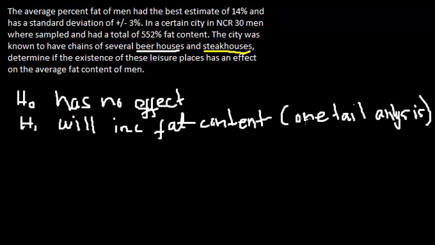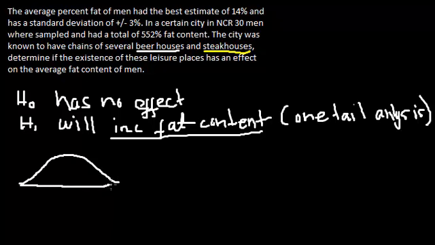The reason is we only wanted to know if it increases the fat content, which means that we wanted to know whether a certain data is on the right side of the mean. So if this is the mean, and we wanted to know if it has an increasing effect on the mean, then we only wanted to know what is going on that side, and hence we only do one tail, on the right.